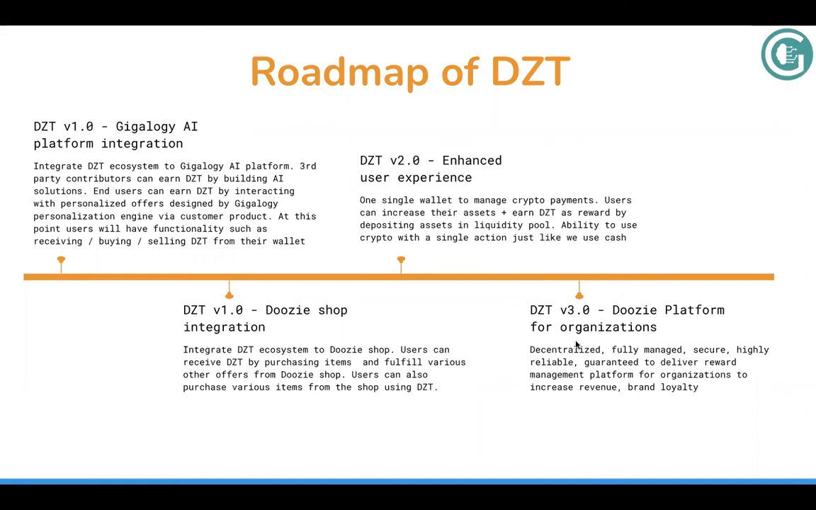And the third one is version 3, where we intend to make the Doozie platform available for organizations to use in their ecosystem. At this point, we will have REST APIs, SDKs, and a very easy-to-use way for our businesses or customers to integrate the Doozie token ecosystem as a personalized reward management system into their digital product or wherever they like.